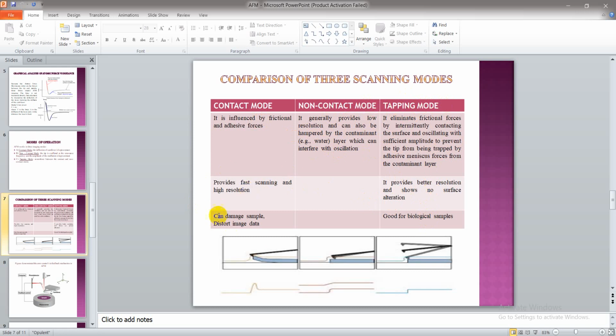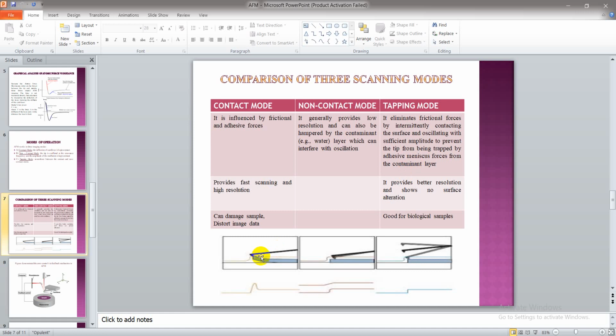Because it can damage the sample, or you can say distort our sample, distort our data, we don't prefer contact mode. But one advantage is this contact mode provides us. What is that advantage? It can provide us fast scanning and high resolution, but because of fast scanning, obviously it will damage our sample. So this is the typical differentiation between the contact mode, non-contact mode, and tapping mode.